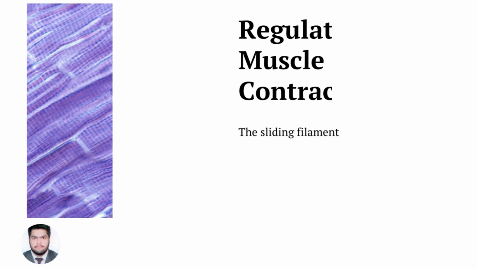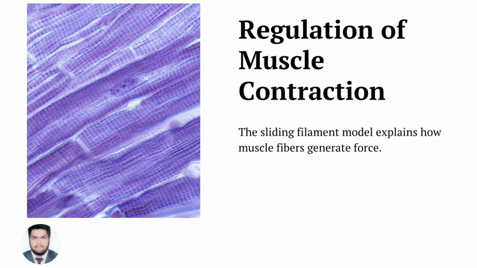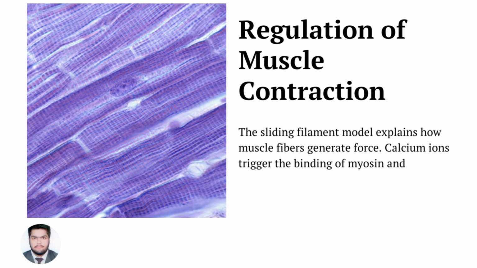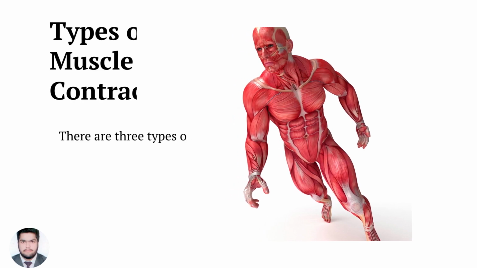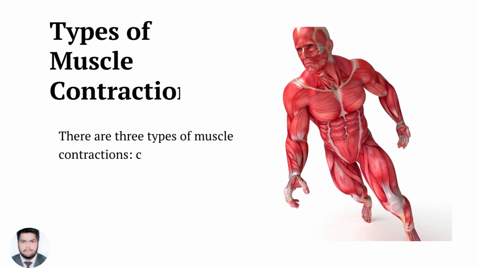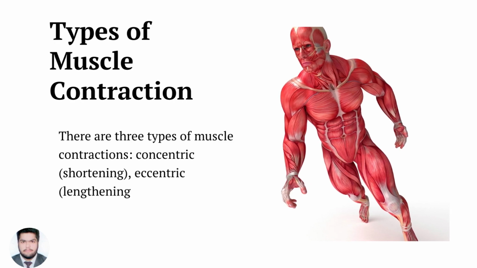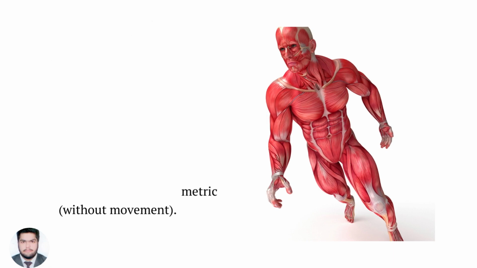Regulation of muscle contraction. The sliding filament model explains how muscle fibers generate force. Calcium ions trigger the binding of myosin and actin, causing contraction. Types of muscle contraction. There are three types of muscle contraction: concentric shortening, eccentric lengthening, and isometric without movement.